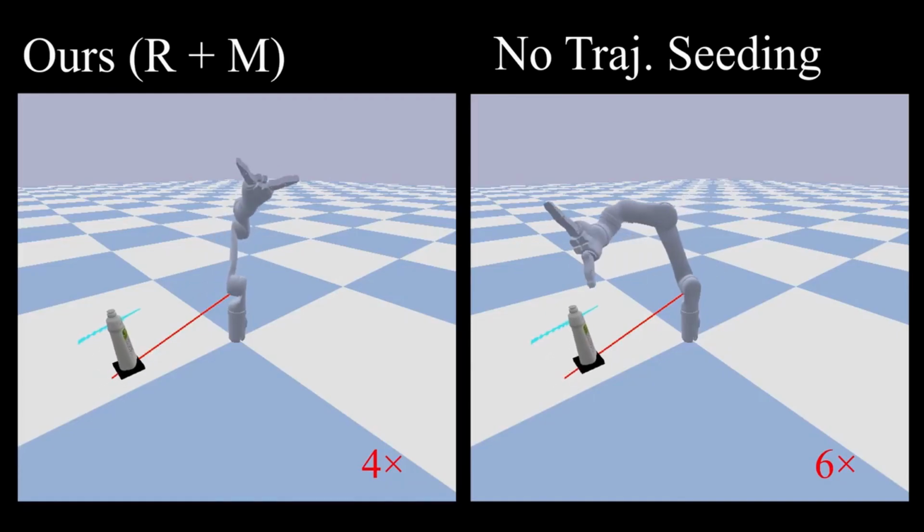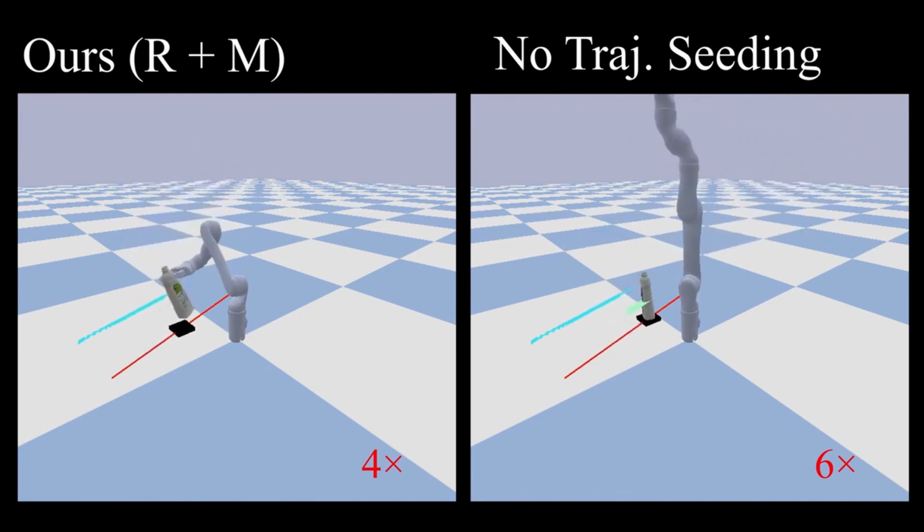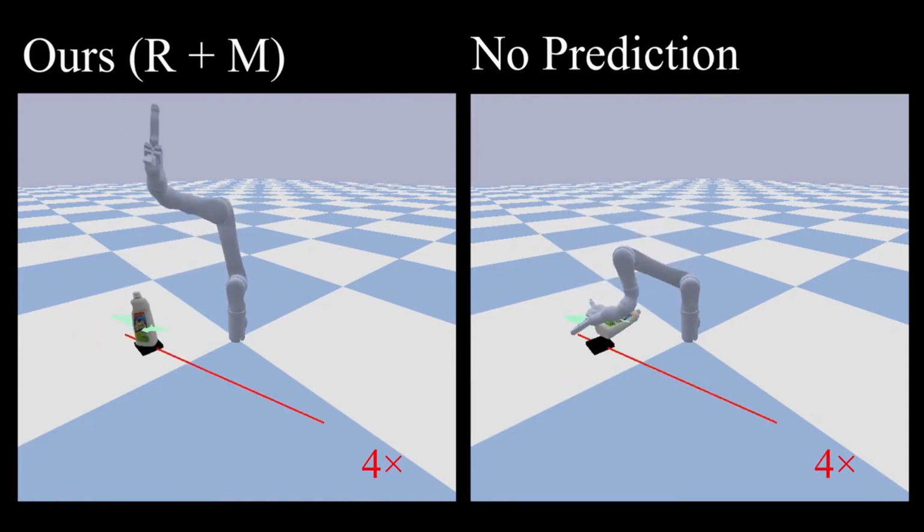This video demonstrates the importance of trajectory seeding. You can see without seeding, the arm is waving a lot. The second video compares ours versus no prediction. Without prediction, the arm simply knocks down the object as it is trying to reach a grasp planned using an old pose of the object.